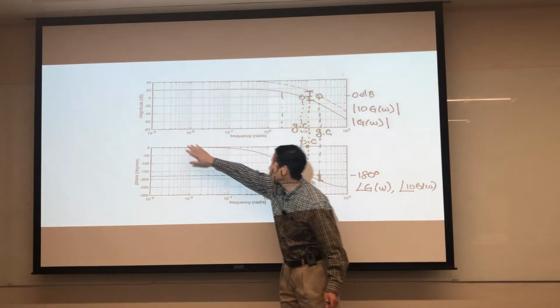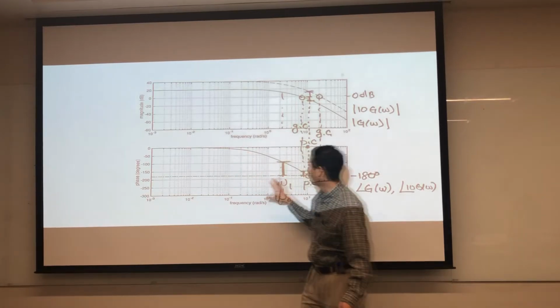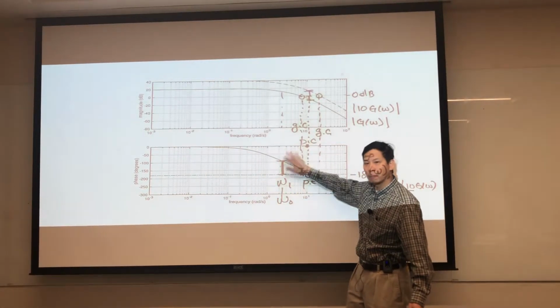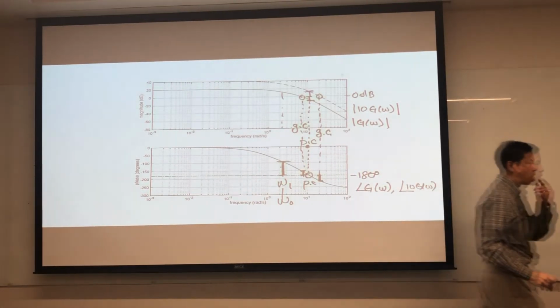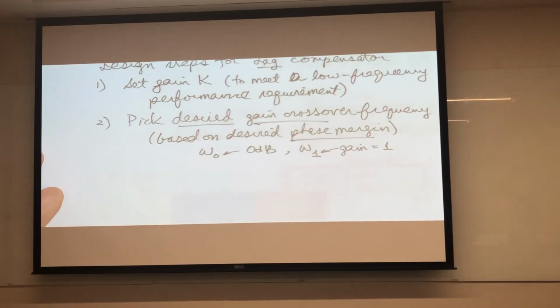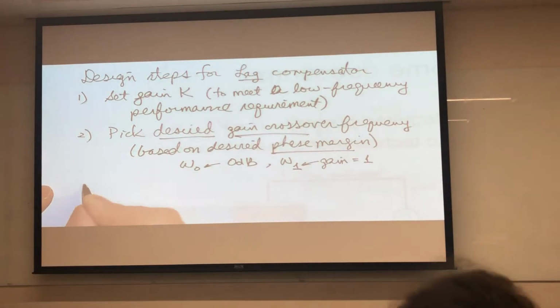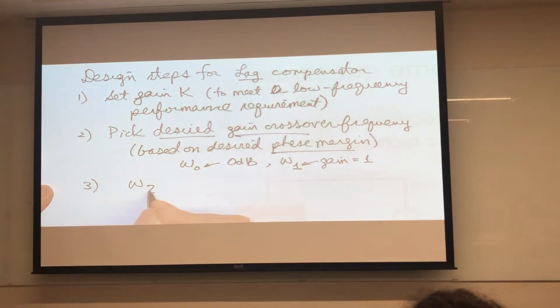And omega z be a dip in, to get away from this, because this is where I'm making my stability measurements, my margin measurements. All right, so we set the gain k, we pick the desired gain crossover frequency. The next step is very easy. Omega z is equal to simply omega 1 divided by 10.